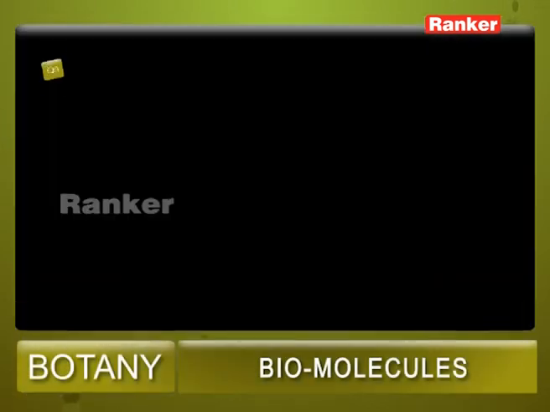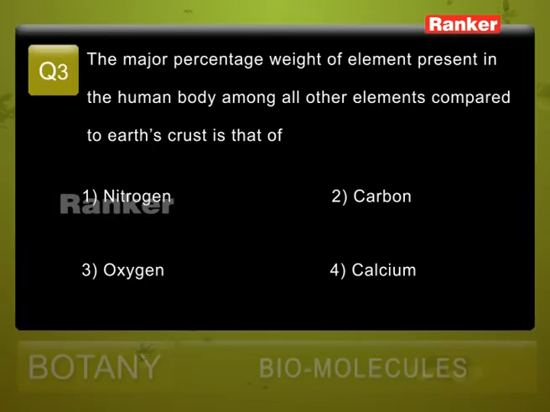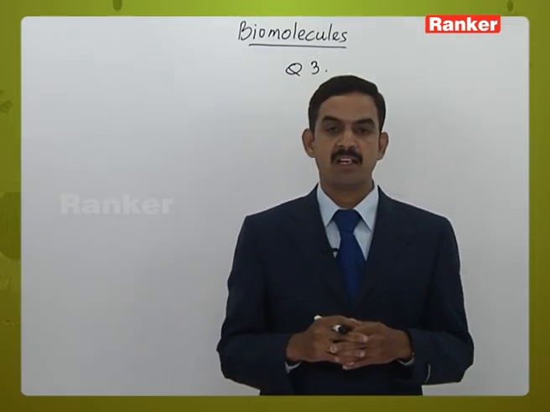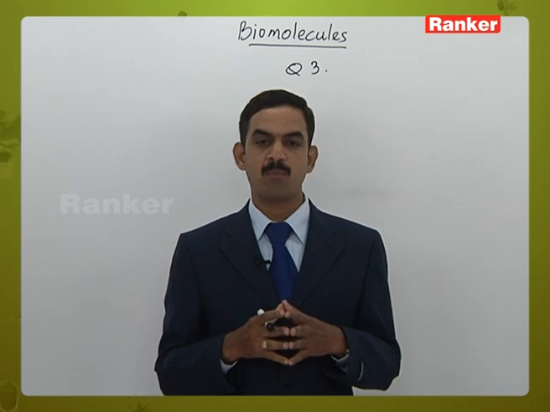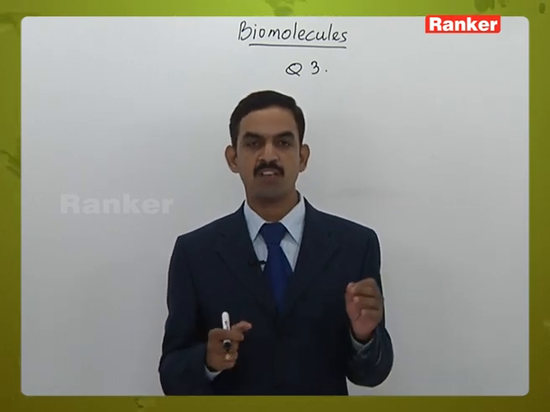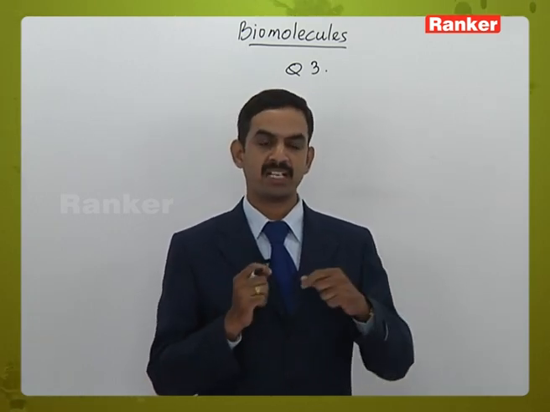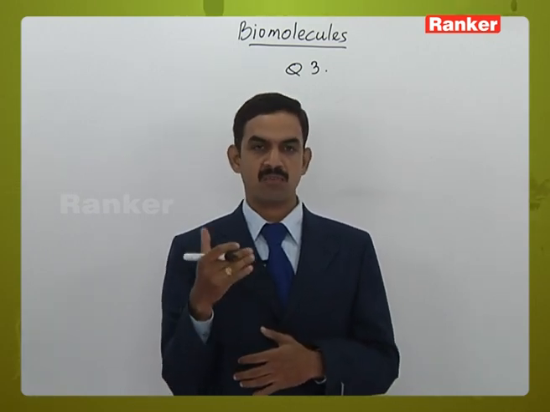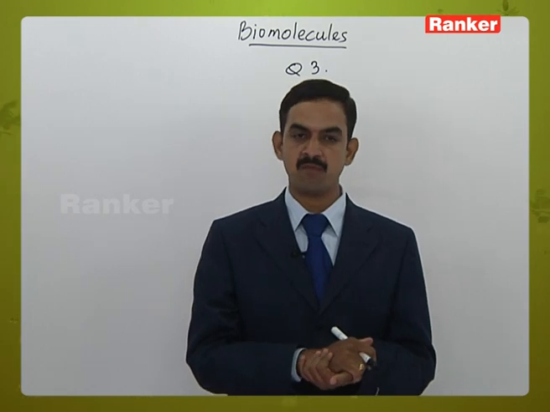Question number 3, the major percentage weight of element present in the human body among all other elements compared to the earth crust is that of. Options: 1. Nitrogen, 2. Carbon, 3. Oxygen, 4. Calcium. Okay, here when you are talking about the type of elements present in the human body, we know that the human body contains various types of elements, but the composition, if you take the percentage wise, is differing from one another.